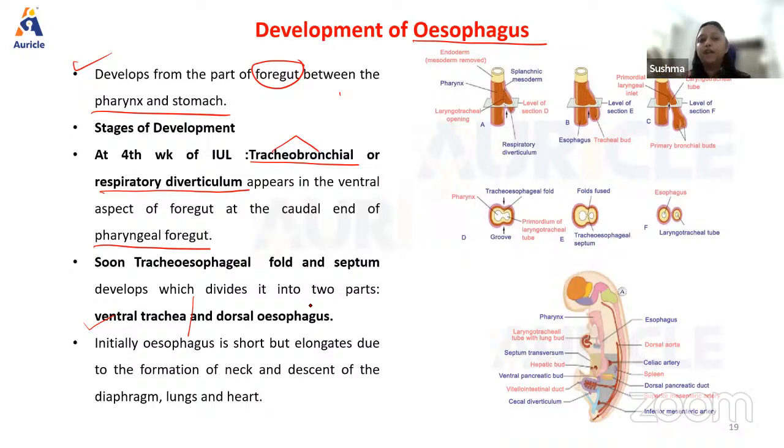So guys, ventrally what do we have? Like, if you look at right now, in a developed human being, ventrally you have the trachea, dorsally you have the esophagus. Why is it happening? Because soon after the development of this tracheobronchial septum and fold, it divides the, suppose if this is the tracheobronchial diverticulum, respiratory diverticulum, and a septum comes here that divides it into 2 parts, that forms the ventral trachea, dorsal esophagus. Correct?